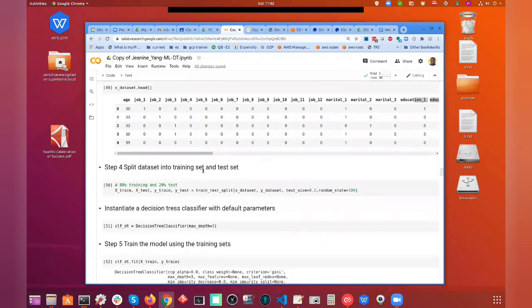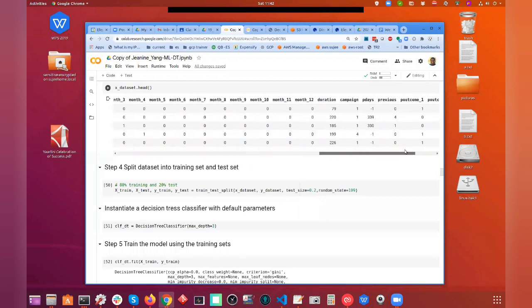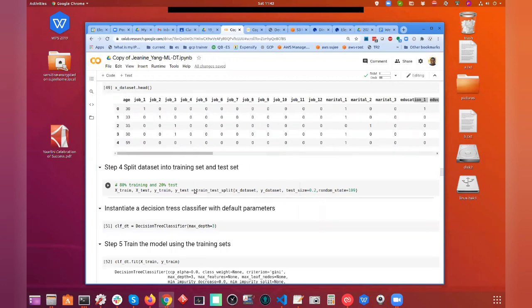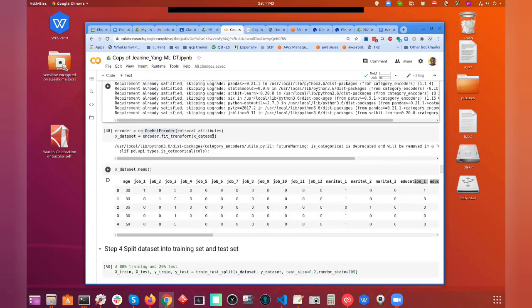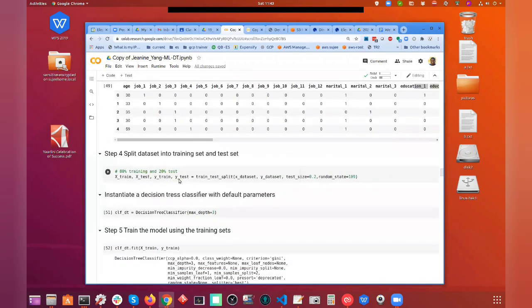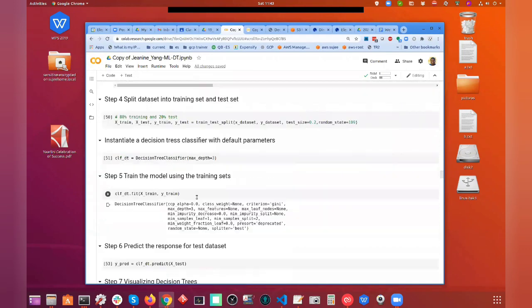And then that's it. Once we have the data encoded, we are ready to go. Everything's encoded, and the rest are numbers. That's it: X train, Y train. Max depth 3, saying don't go beyond 3, and then train. That's it.